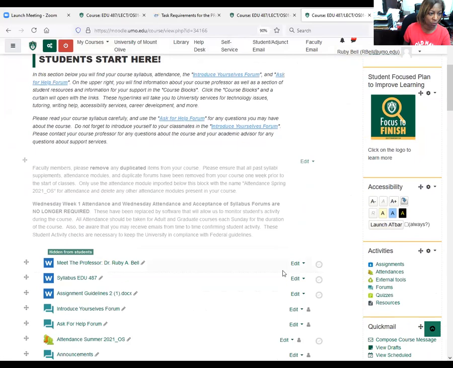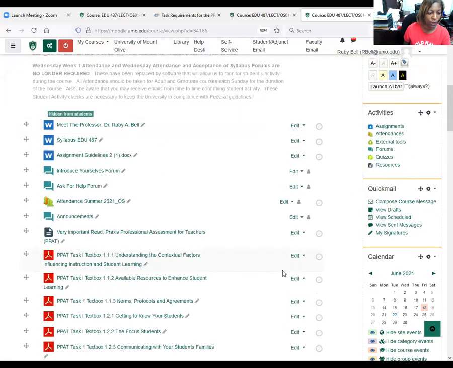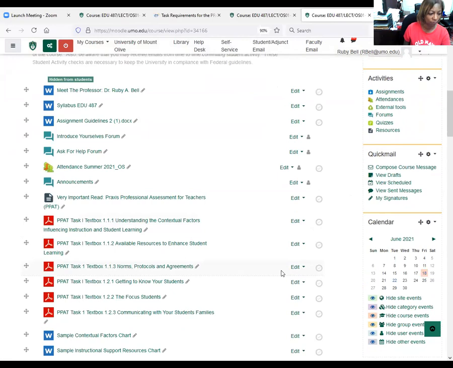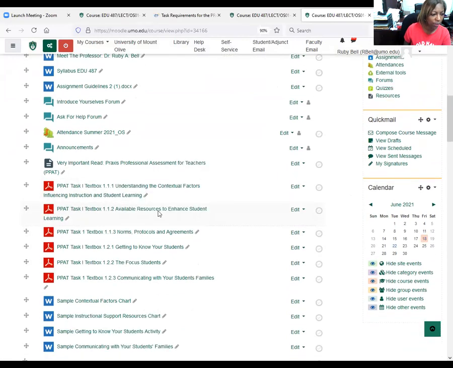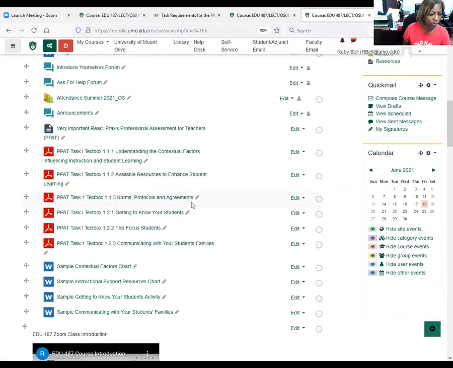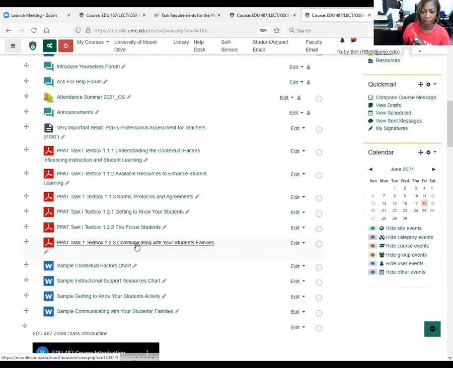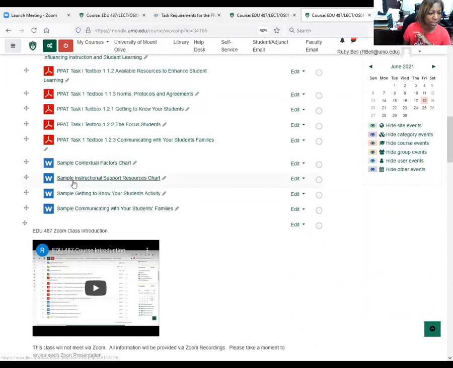So this is your course shell, and these are due week 4. Here you will have the activity for text box 111, understanding cultural factors, 112, available resources, 113, norms and protocols, 121, getting to know your student, 122, the focus student, and of course 123, communicating with your students. But I'll come back to that. These are the sample items that I just shared with you. They are here for you to look at and browse at your convenience.